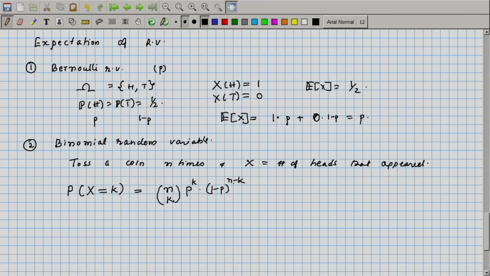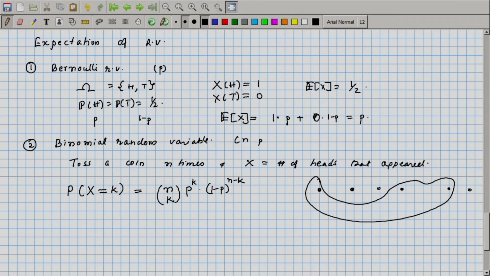So, this is the probability that the number of heads appeared is k. Out of the n tosses, we could pick k of them and all of them had to be heads. That will happen with probability p raised to k, and the remaining had to be tails. That will happen with 1 minus p raised to n minus k. So, a random variable which has this distribution is called as a binomial random variable. We could also think of binomial random variable with parameter n and p as the sum of n independent coin tosses or n independent Bernoulli random variables.